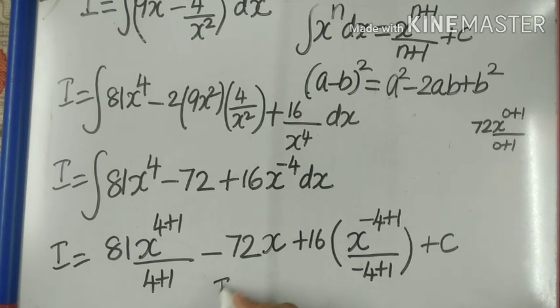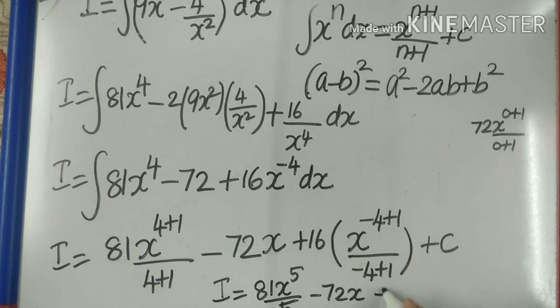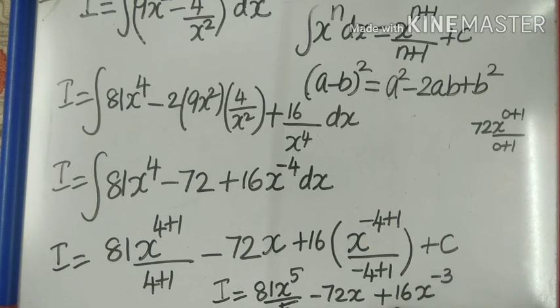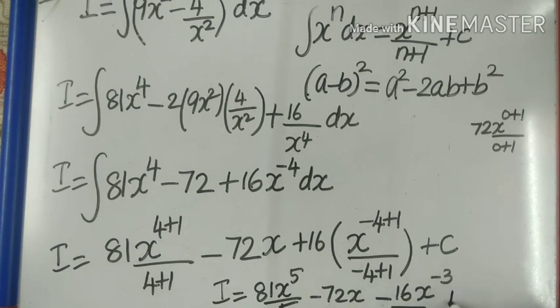So I is equal to 81 x power 5 by 5 minus 72x plus 16 x power minus 4 plus 1, by minus 4 plus 1, minus 3. Now the denominator we don't keep minus, so put it in the power. So here I change it as minus, and here I change it as plus c. So this is my answer. If you need one more line, I can write x power minus 3 will come down as x power 3. So that is the answer.